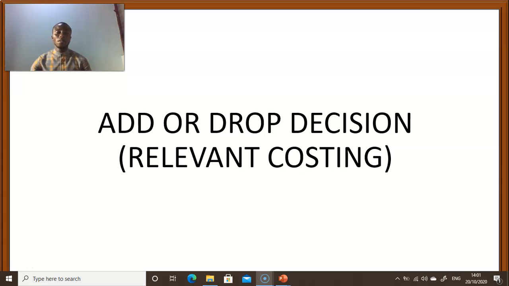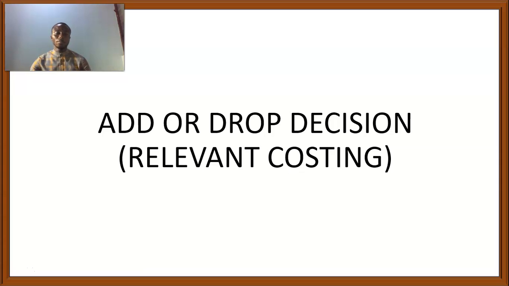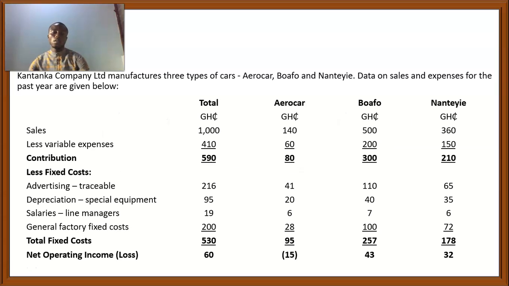In this video, I'll demonstrate how an add or drop decision is arrived at under relevant costing. Let's go through the question. Kantanka Company Limited manufactures 3 types of cars. We have Eroka, Wafo, and Nantier. Data on sales and expenses for the past year are given below.